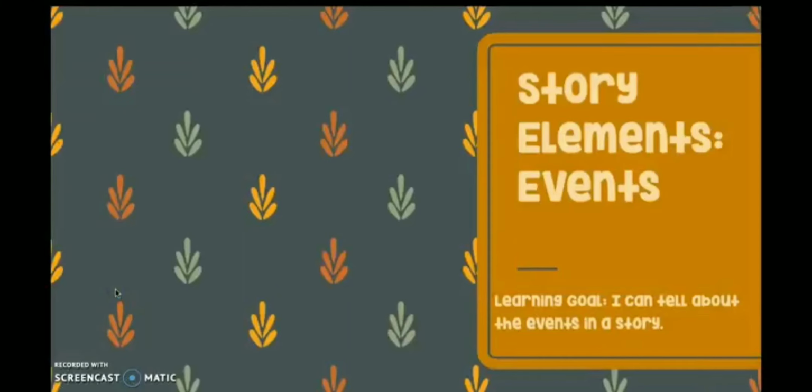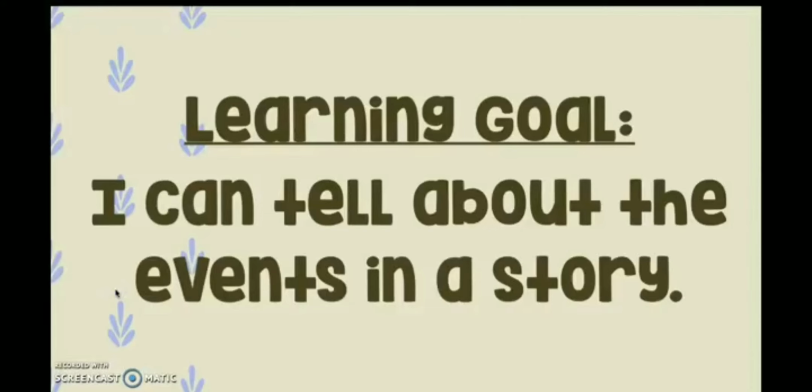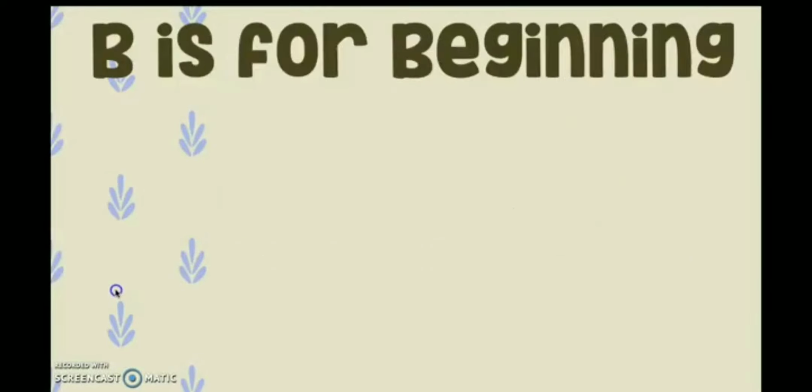Story elements, the events. Our learning goal for today says, I can tell about the events in a story. Events are the things that happen in a story, and when you first start talking about them, there are 3 letters that can help you to remember the things you need to speak about. The B, M, E. So when I say, tell me the B, M, E, this will help you. Go ahead. What are the 3 letters? B, M, E. Okay, let me tell you what those actually stand for.